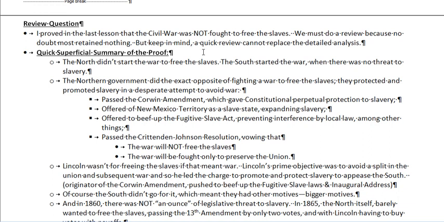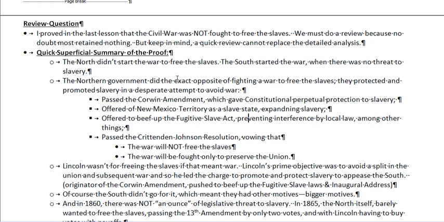All right. So first thing is, the North didn't start the war to free the slaves. The South started the war, and there was no threat to slavery. People say, well, because the South said so, there must have been. Right? Well, you look, there's no real tangible threat to slavery.